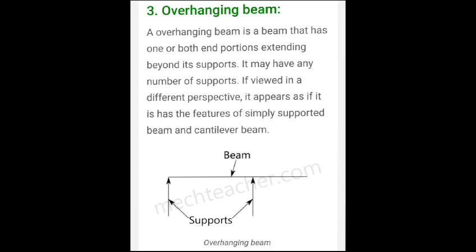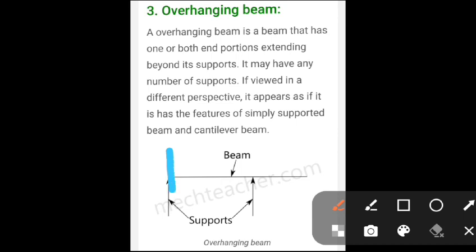Next, overhanging beam. An overhanging beam is a beam that has one or both end portions extended beyond its supports. It may have any number of supports. If viewed from a different perspective, it appears as if it has the features of a simply supported beam and a cantilever beam.